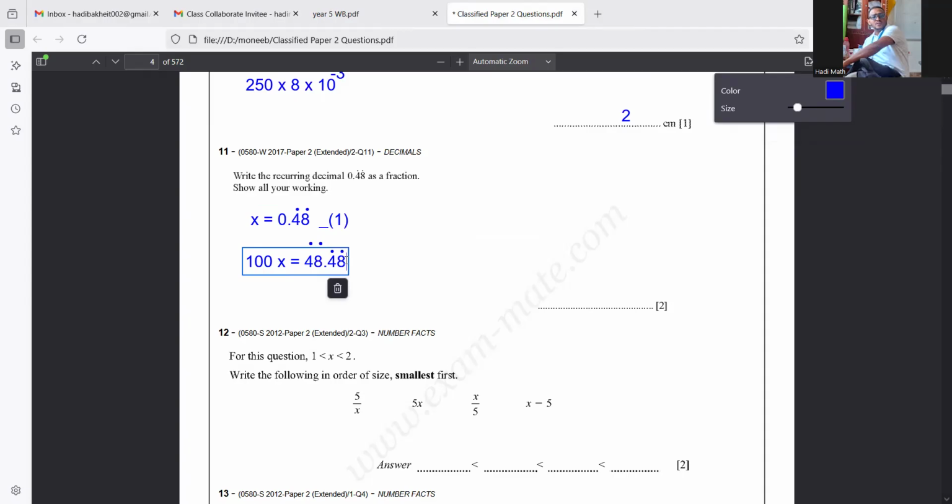Now you call this equation 2. Now subtract 2 minus 1. I said if you can do it. If no, put 1 under 2 here. Write it as 10x, or it is just x, sorry. It is just x. Okay, x equals 0.48 recurring.